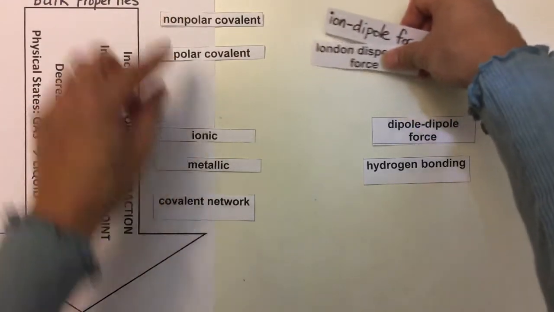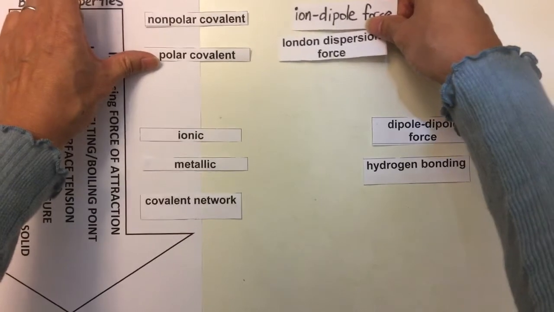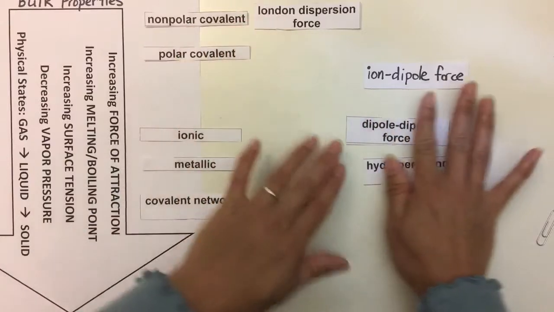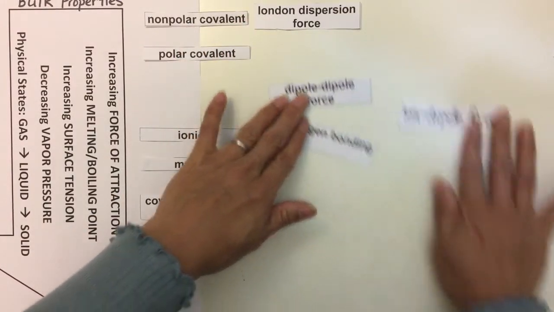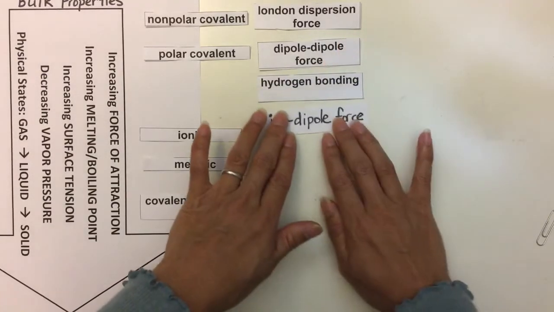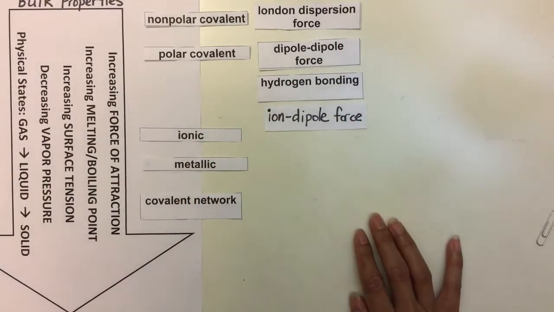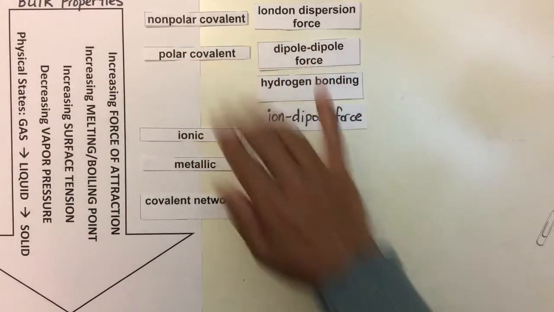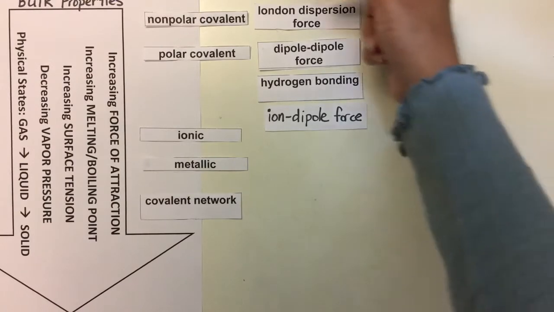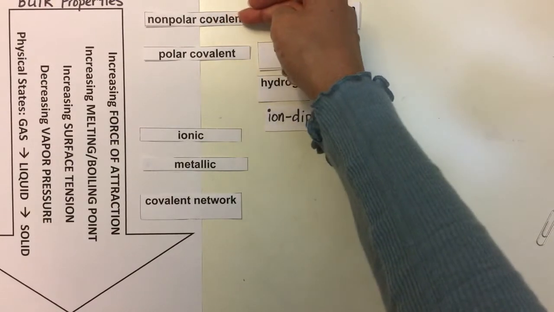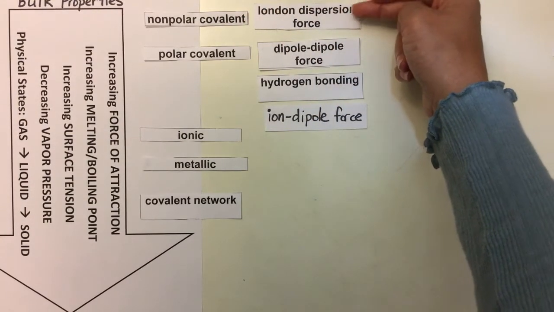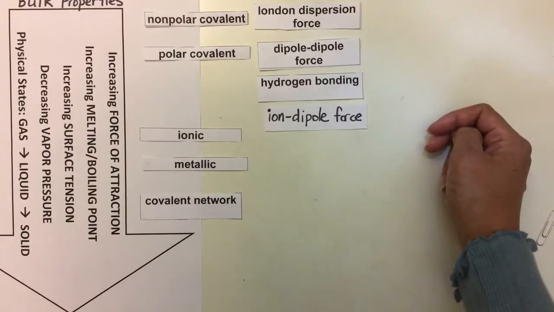So against the polar and nonpolar covalent compounds are these forces. So nonpolar covalent substances have London dispersion forces, whereas polar covalent have dipole-dipole and hydrogen bonding, and also ion-dipole force. So this all belongs under the polar covalent. And the ordering is substances that have London dispersion forces have no permanent charge in their structure. So they're going to have weak temporary dipoles, so London dispersion forces.